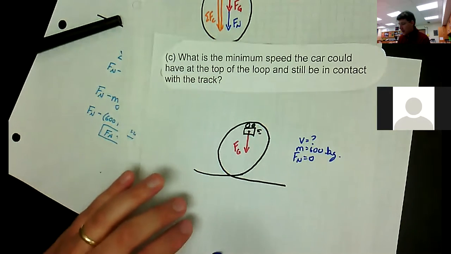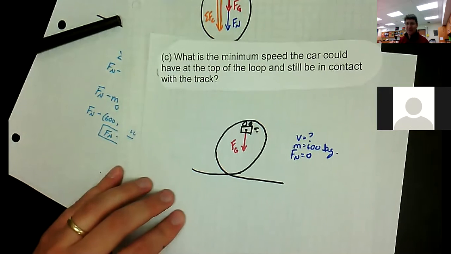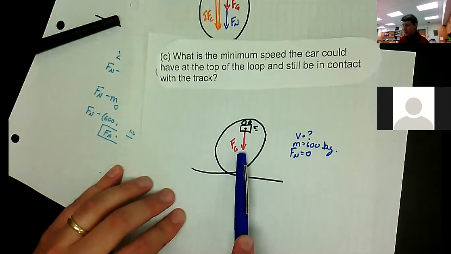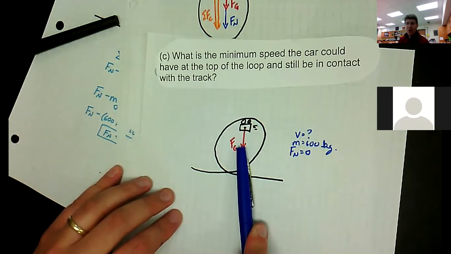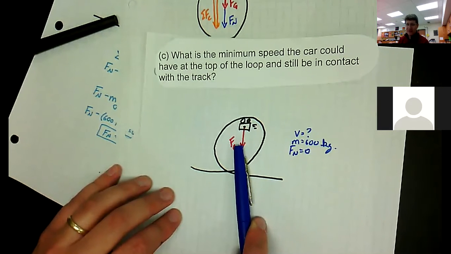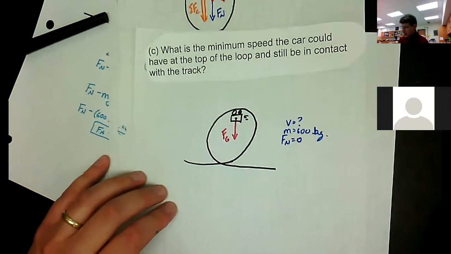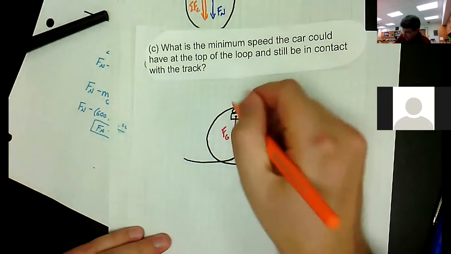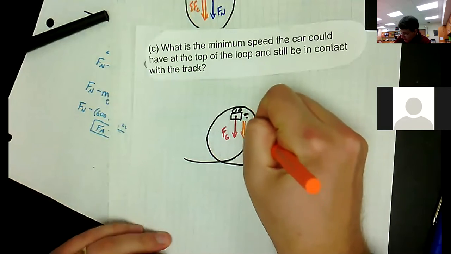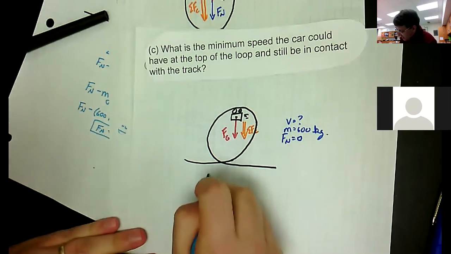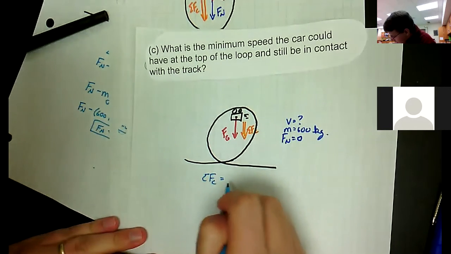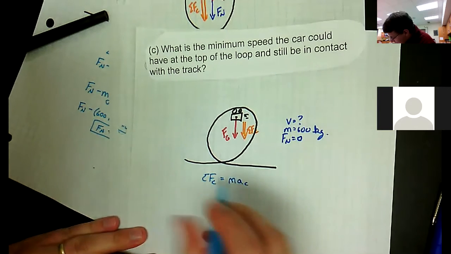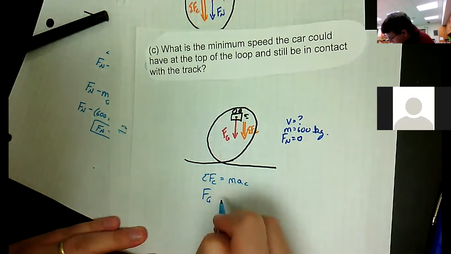So if I want to stay in contact with the track, I have to have enough forward motion. If I go any slower, I don't have enough forward motion to sustain that centripetal force, and I just fall off. So what we're going to say here is that the centripetal force is always equal to m a_c, but in this case, the centripetal force is also equal to gravity.